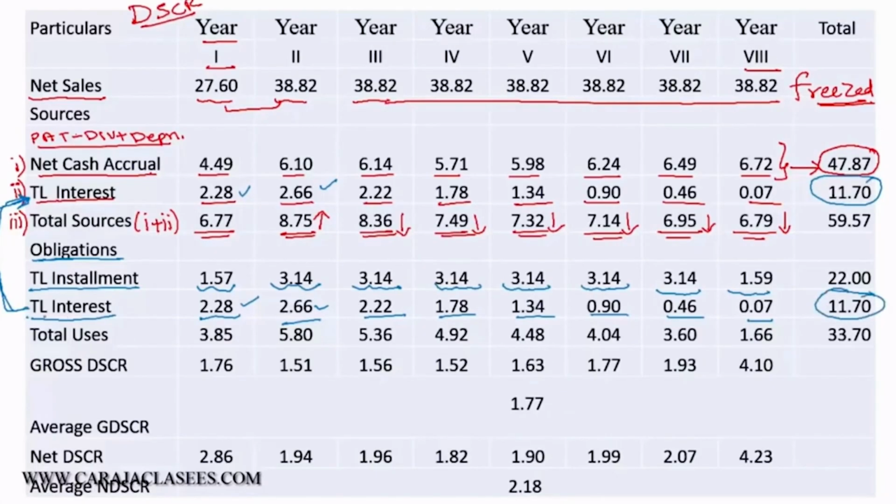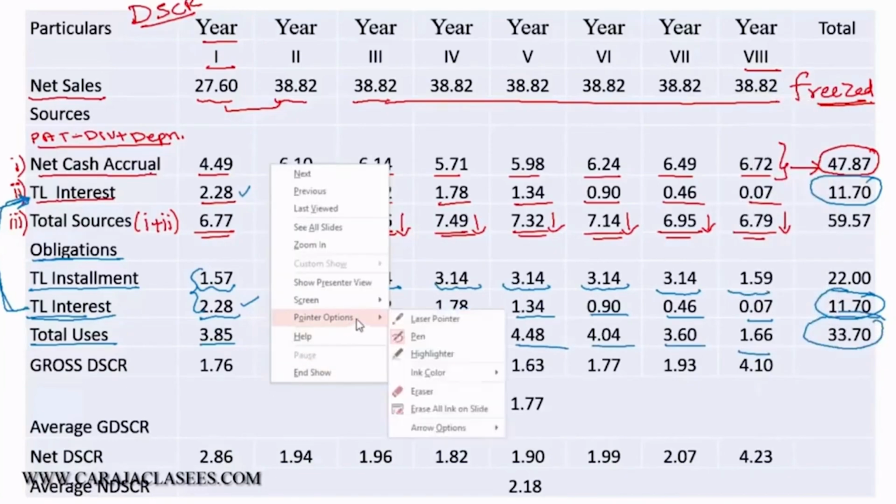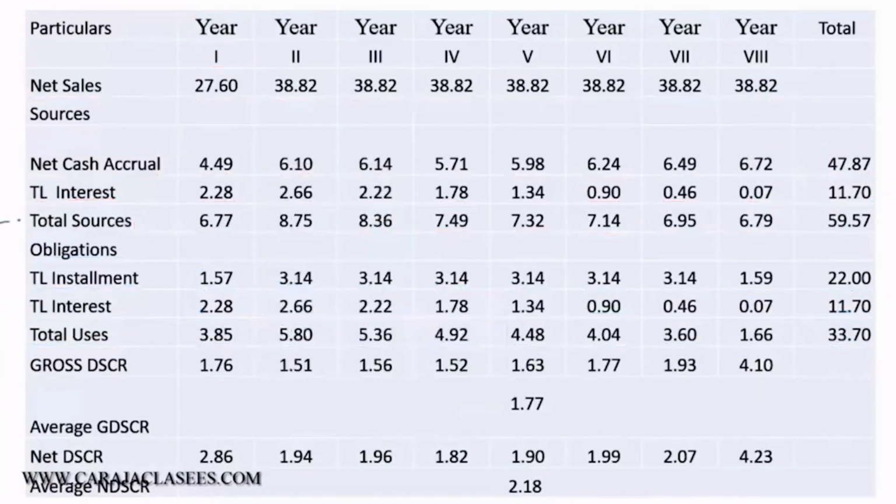Now let us total the uses. We'll total the uses, that is sum of these two, 3.85, 5.8, it goes, and so we have the total uses as 33.7 crore. Okay, now let me clear all this. So this is the total source and this is the total use. If this total source is divided by total use, what you get is gross DSCR, because this is nothing but PAT minus dividend plus depreciation plus term loan interest divided by term loan interest plus term loan principal repayment. So that gives gross DSCR.